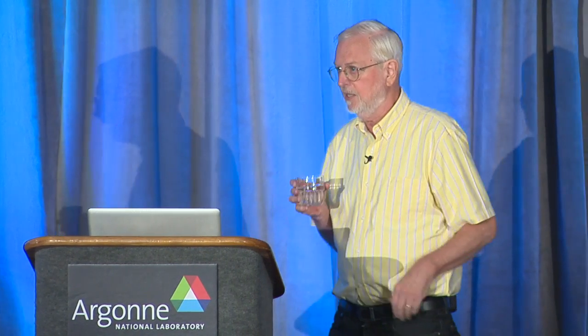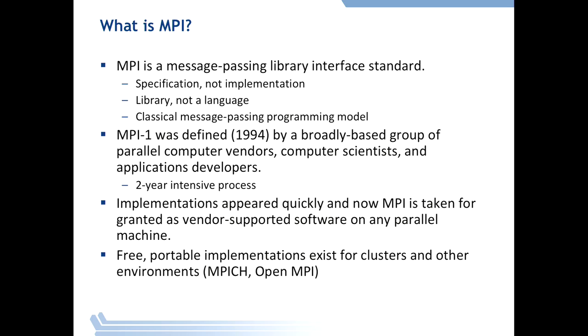Let's be very basic about what MPI is here. It's a message passing library interface standard. MPI itself is a specification. It's not a particular piece of software. It's a library. You call it from other languages. The standard specifies the bindings for C and Fortran.